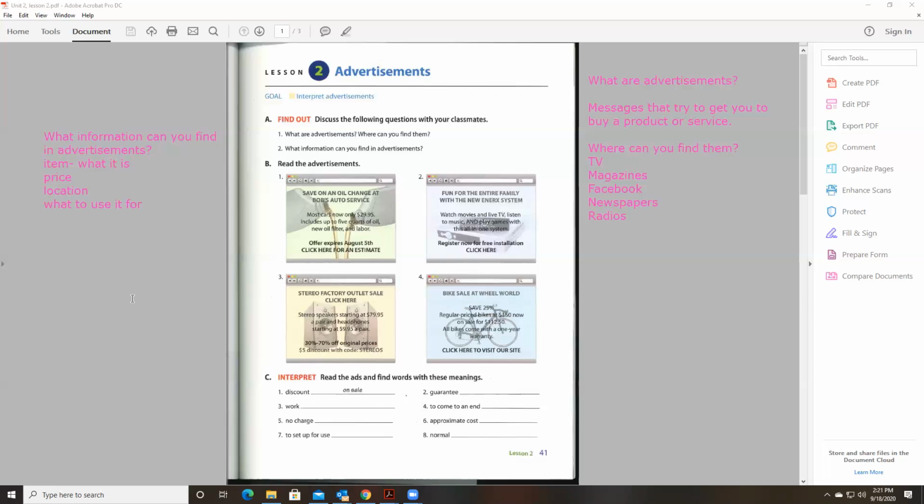Okay, let's get number 4. It says bike sale at Wheel World. Save 25%. Regular priced bikes at $150, now on sale for $112.50. All bikes come with a 1-year warranty. Click here to visit our site.